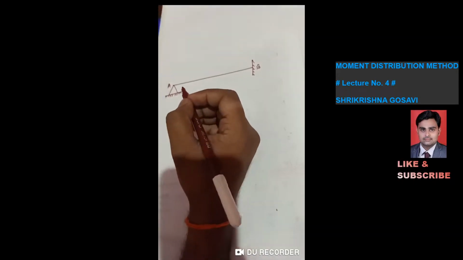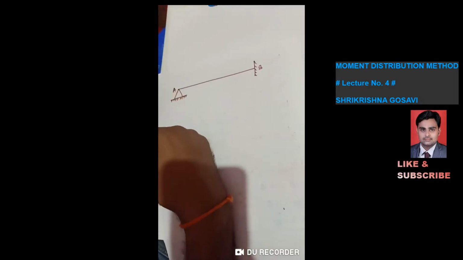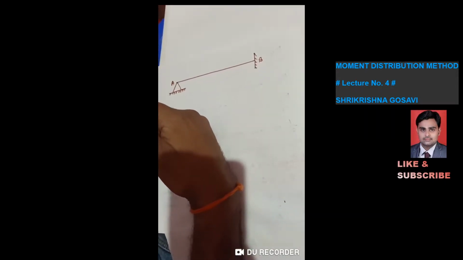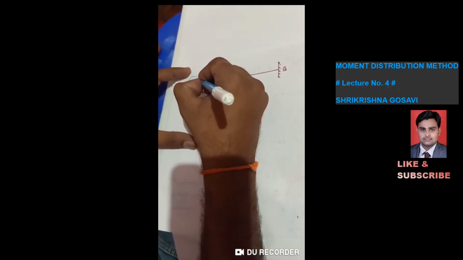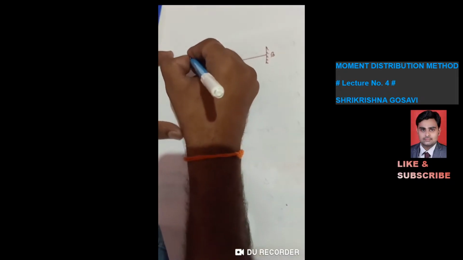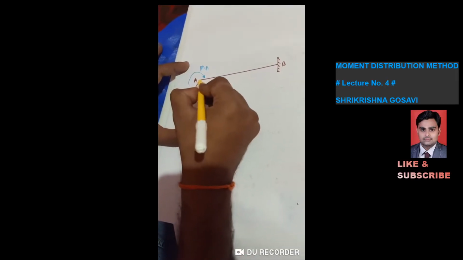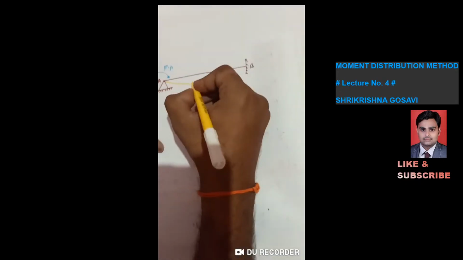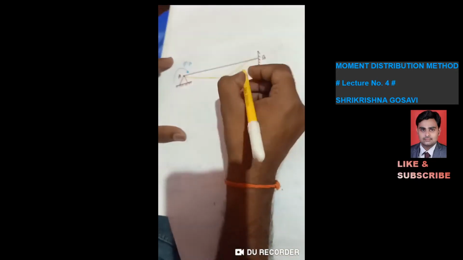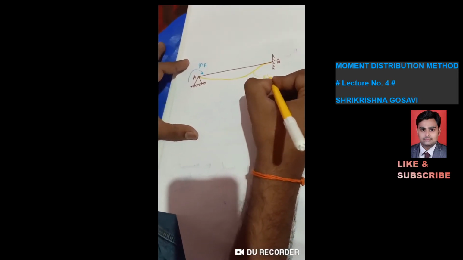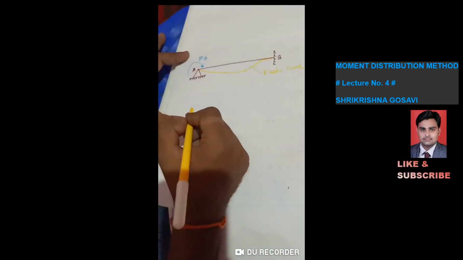Now if I again draw the deflected shape of the beam, due to the application of the moment, let us say MA, the applied moment here is MA. Due to this moment, the beam will be rotated in this way. This is the elastic curve. This is called the elastic curve.